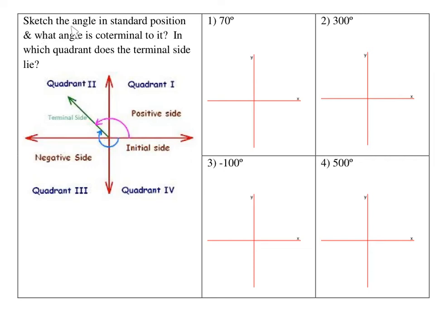We're going to sketch the angle in standard position and find what angle is coterminal to it and in which quadrant the terminal side lies. Now, what do all these words mean? Well, let's look at this picture.